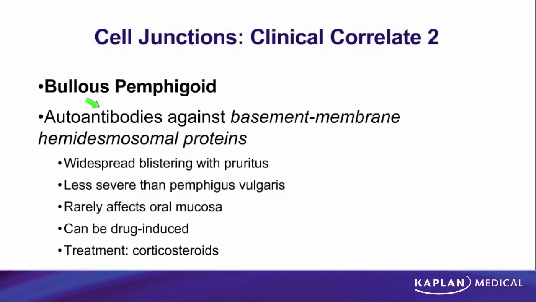In contrast, bullous pemphigoid is also an autoimmune disease where you have autoantibodies, but it's against the proteins of hemidesmosomes, which are the junctional complexes that attach the epithelial cell to the underlying basement membrane. So again, you'll have a separation of the cell, but not from another epithelial cell, but from the basement membrane, but again, an increase of extracellular space and the accumulation of fluid and blistering associated with that.